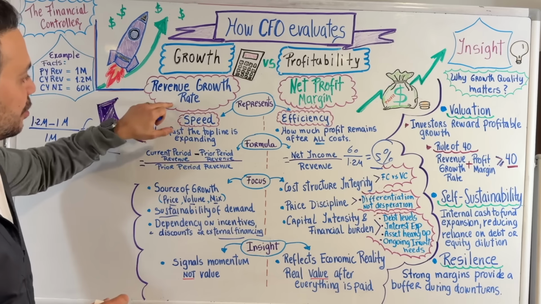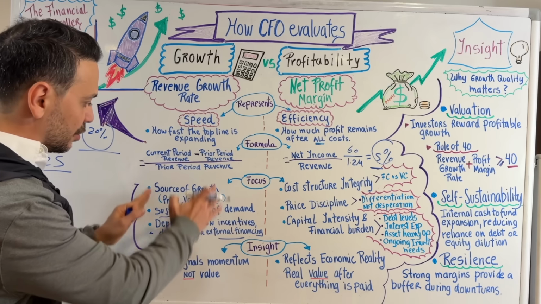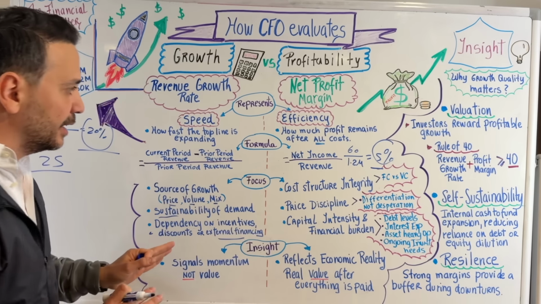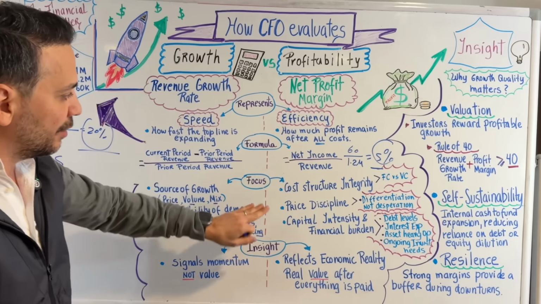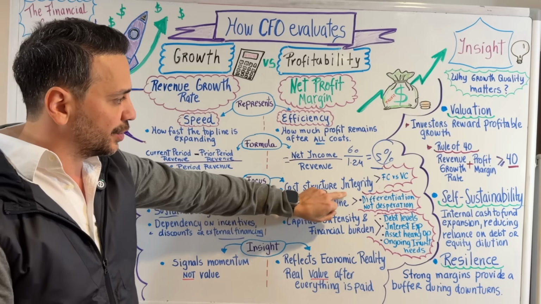So we said with revenue growth rate, our focus here is going to be on the source of growth and the dependency on incentives. With net profit margin, our focus is going to be on the cost structure integrity.